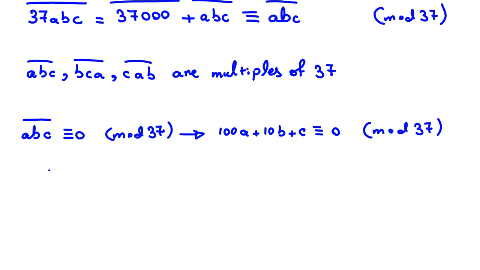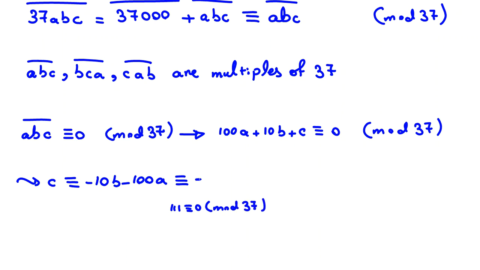Now I use replacement. I replace C, as in the next problem we also want to use replacement. C is negative 10B minus 1000A. And then we know 111 is 0 mod 37, it is 3 times 37. So it is negative 10B, 111 minus this, plus 11A, mod 37.